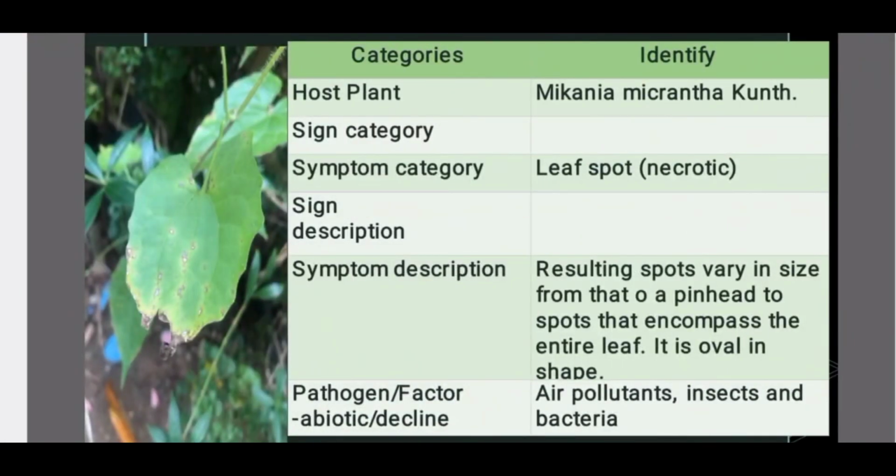Lastly, the host plant is Micania micrantha. No sign category. The symptom category is leaf spot, necrotic symptom category. No sign description. The symptom description is that the resulting spots vary in size from pinhead to spots that encompass the entire leaf. It is oval in shape. This plant disease is because of environmental factors like air pollutants, and because of insects like ants and bacteria.